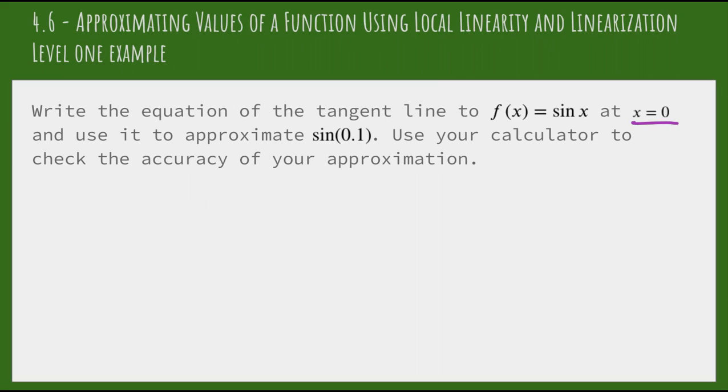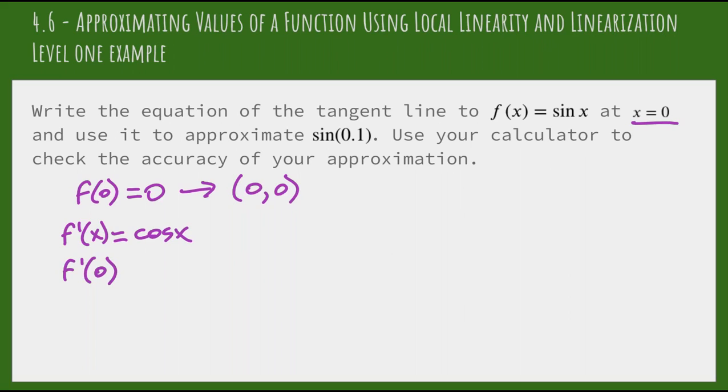So at x equals 0, f of 0 is 0, so the sine of 0 is 0. That gives us our point of tangency at (0, 0). And then we need to know the slope of the curve at that point. So f prime of x is going to be cosine of x, and f prime of 0 is going to be cosine of 0, which is 1.